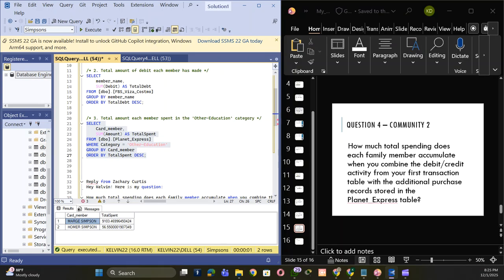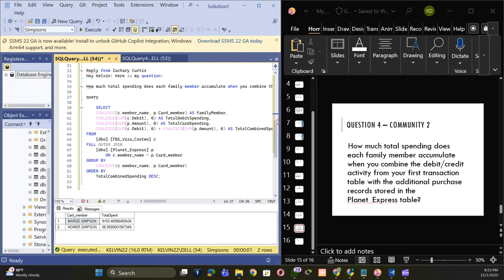The fourth question was generated by a student, Zaki Curtis. Zaki Curtis asked the question, how much total spending does each family member accumulate when you combine the debit and credit activity from your first transaction table with the additional purchase records stored in the Planet Express table? This is a very nice question. So I came up with this query to answer that question.